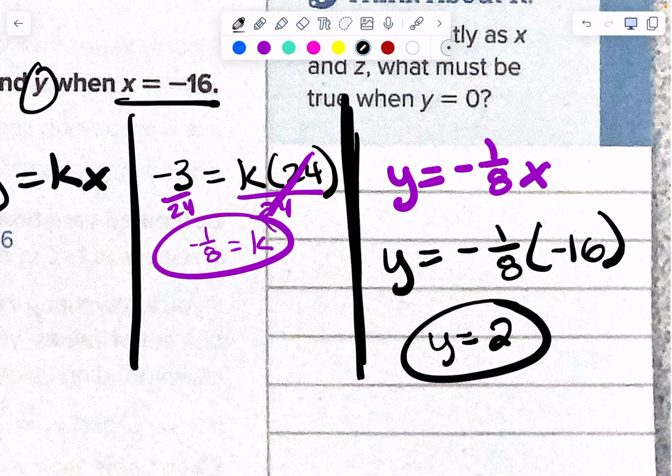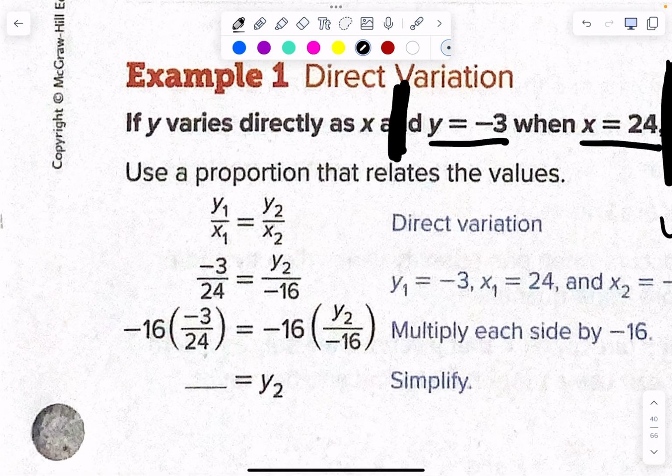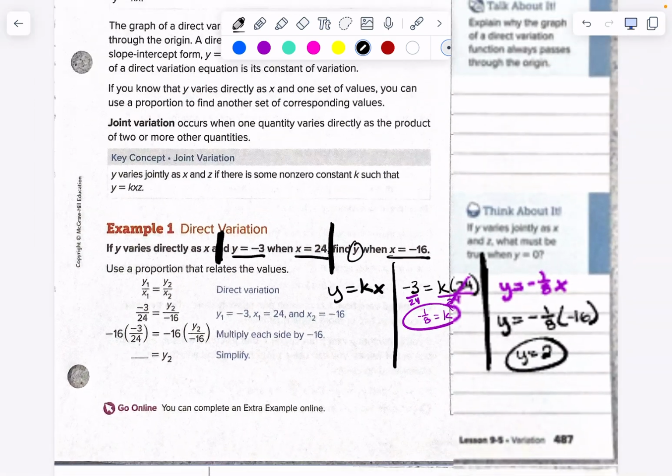Do you see how this works? Step number 1, find your equations. Step number 2, find your constant. Step number 3, solve for what they're asking for, right? How do I know what equation to use? They'll say direct variation, indirect variation, whatever. And it's the equations that I just gave to you.